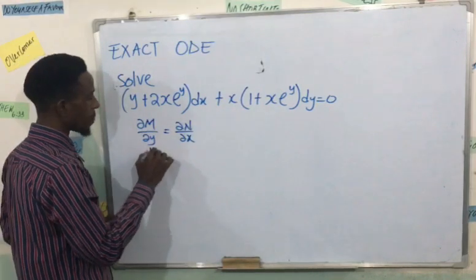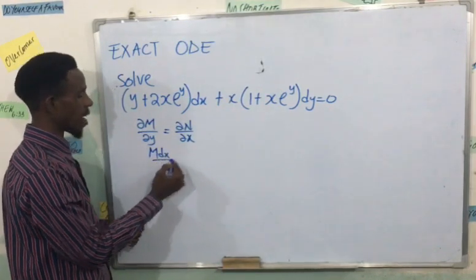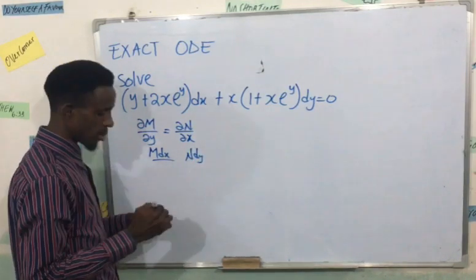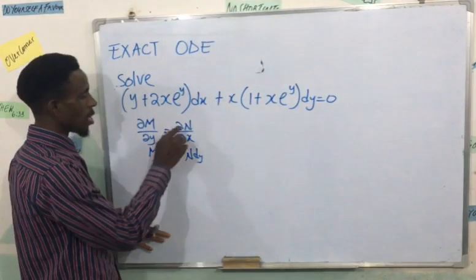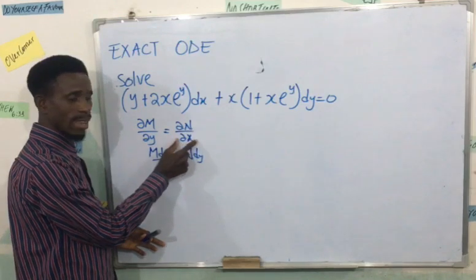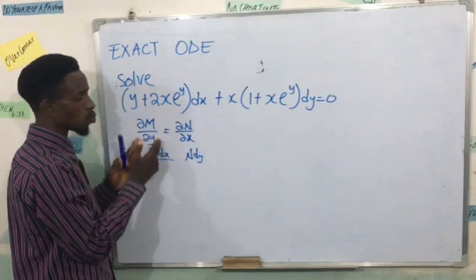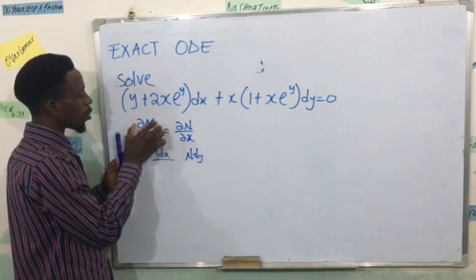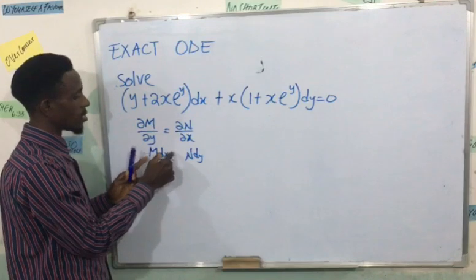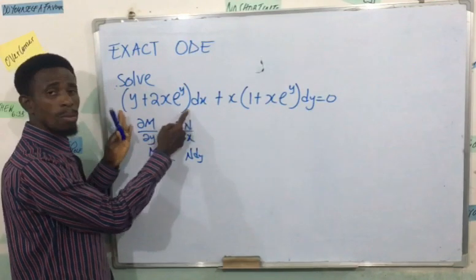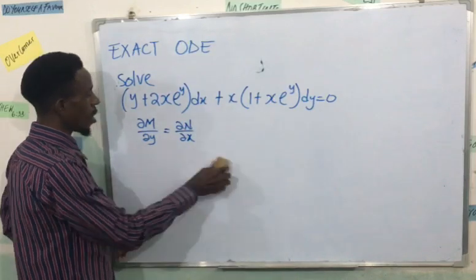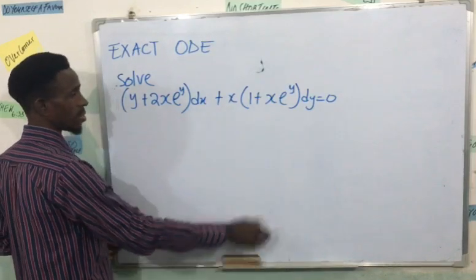My M is always the one that has dx with it, and my N is always the one that has dy with it. Get these two things, they are different. I'm differentiating N with respect to x, and I'm differentiating M with respect to y. But I'm not picking my M as the one that has dy. I'm picking my M as the one that has dx. So this is going to be my M because it is the one that has dx, and this is my N.